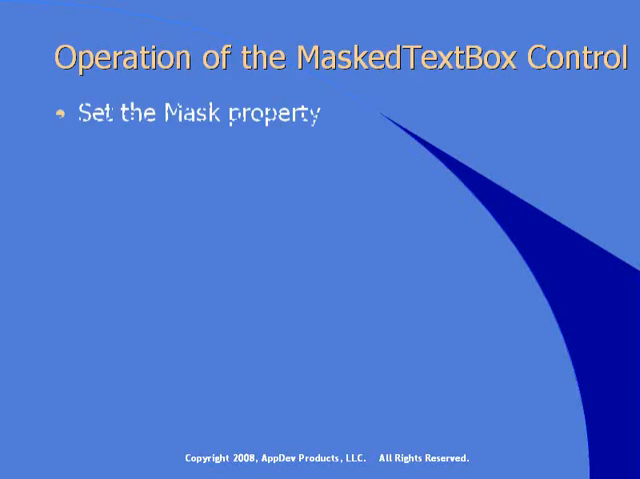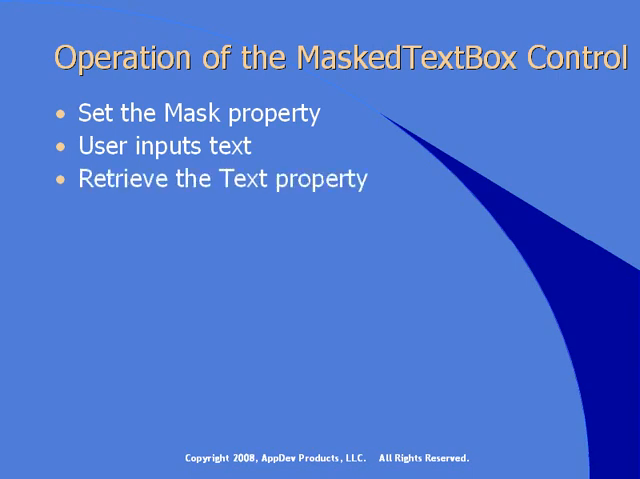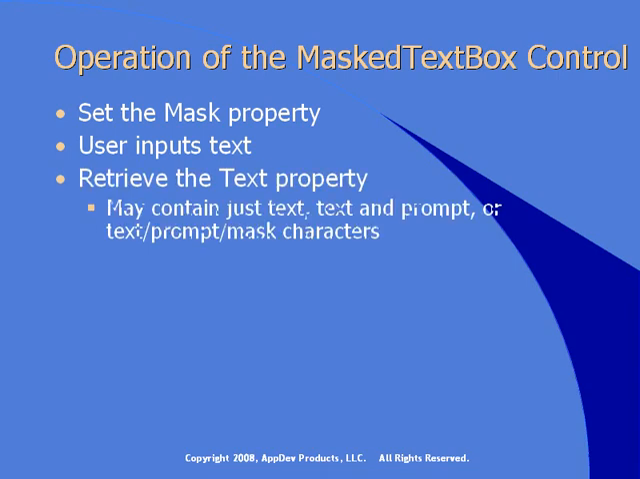To use the masked text box control, you'll set the mask property, and the user inputs text. You can retrieve the text property, which may contain just text, text and a prompt, or text, prompt, and mask characters, depending on how you set up the settings of the control.